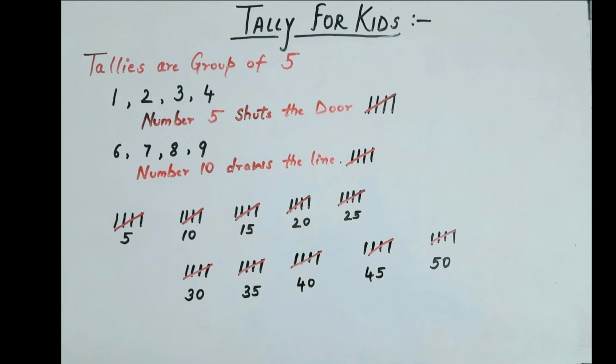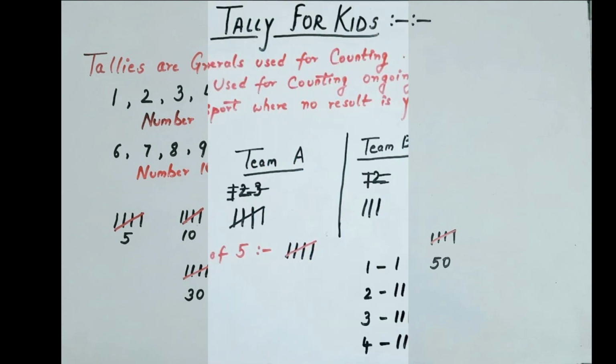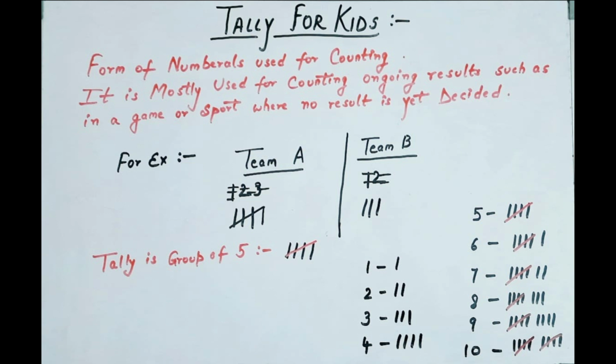So this is a small definition we can explain to our kids, and this is the way it is written. You can see here I have given 1, 2, 3, 4 and then 5. When we reach 5, we cross it. The slanting line is the fifth number. In the same way, if I do 6, you can see 1, 2, 3, 4, 5, we cross it, and one more standing line makes 6 scores. Same way 7, 8, 9, 10. This is the way we can introduce tally to our kids. It will be really easy as well as fun for kids.